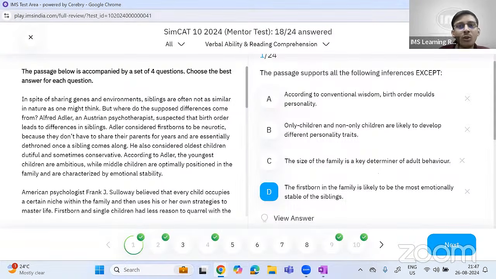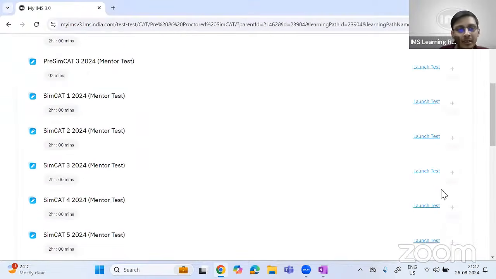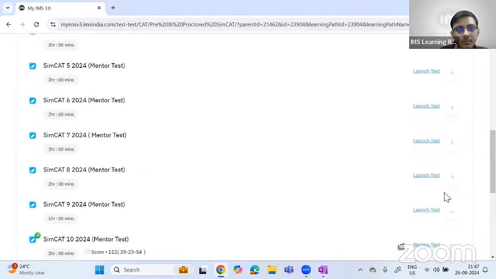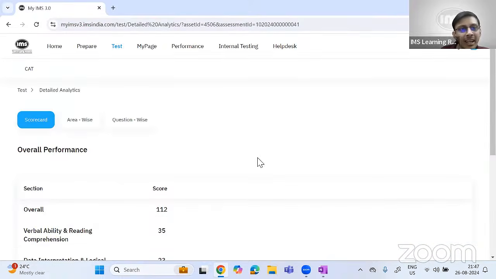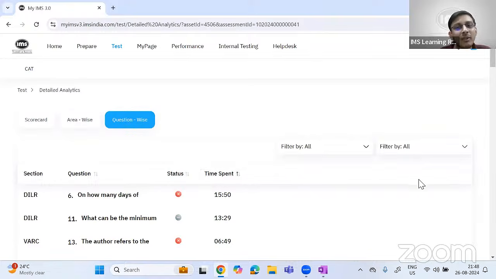Now what I would normally do after taking the test, I would come here. Percentiles are not being displayed, doesn't matter. So I'd come to this analytics part, and here I would come to question wise. Right now the data is not there because this is the mentor portal. But you students will have all the data: your time spent compared to the time spent by toppers, the p-value, which indicates the difficulty level, and the type of the question.